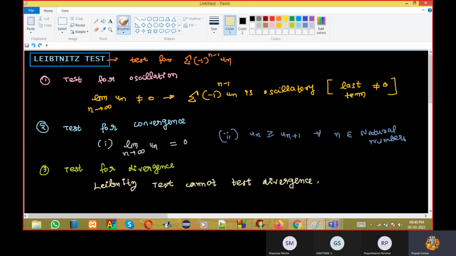Divergence, you should ask him. Okay, divergence. See, this is not the only theorem. Alternating series is a big concept. There are many other theorems, other theorems maybe I don't know. This I have tried to analyze.